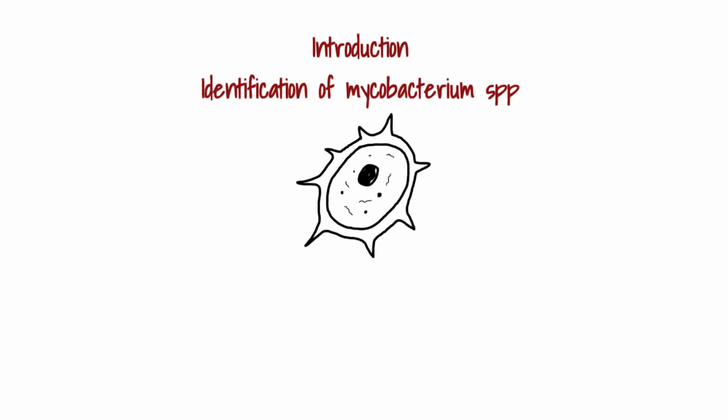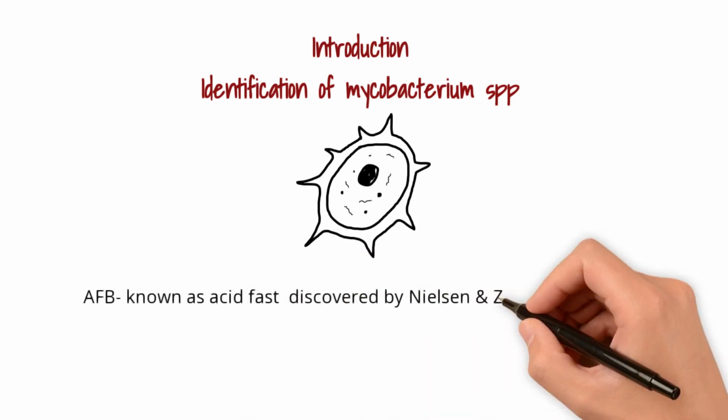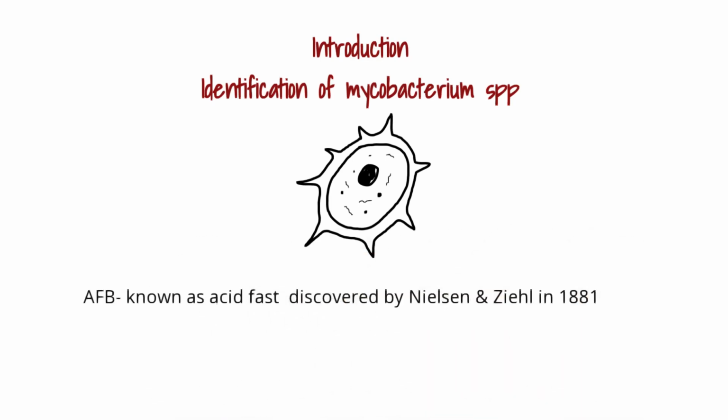This phenomenon of being resistant to decolorization by strong acid is what makes them known as acid-fast, and it was discovered by two scientists, Ziehl and Neelsen, in 1881. So that is a short history of acid-fast bacilli staining.